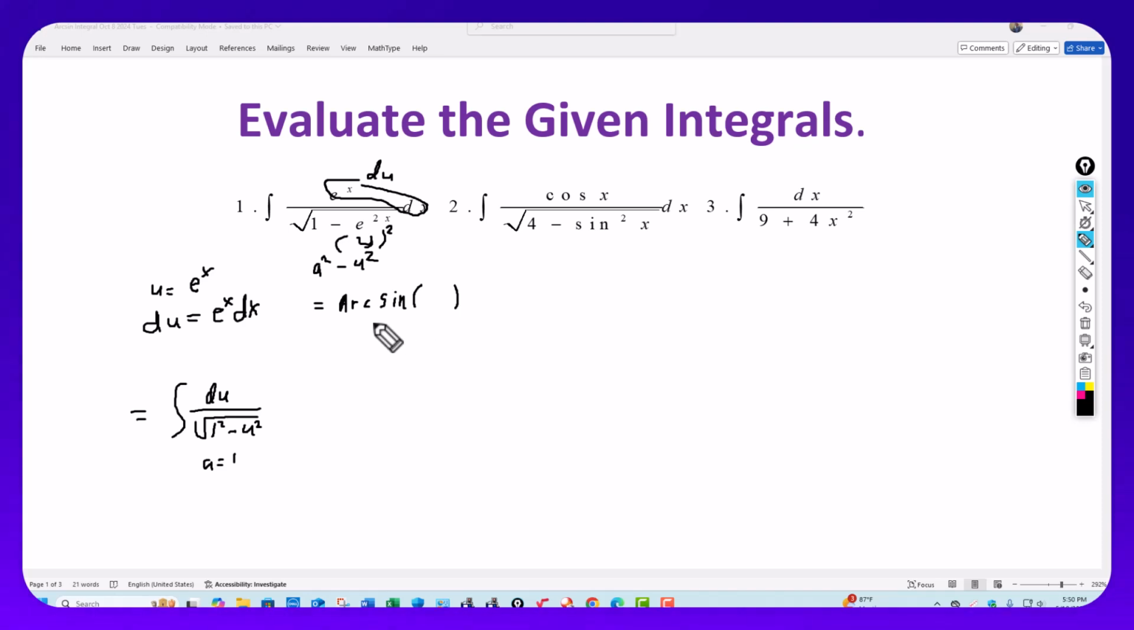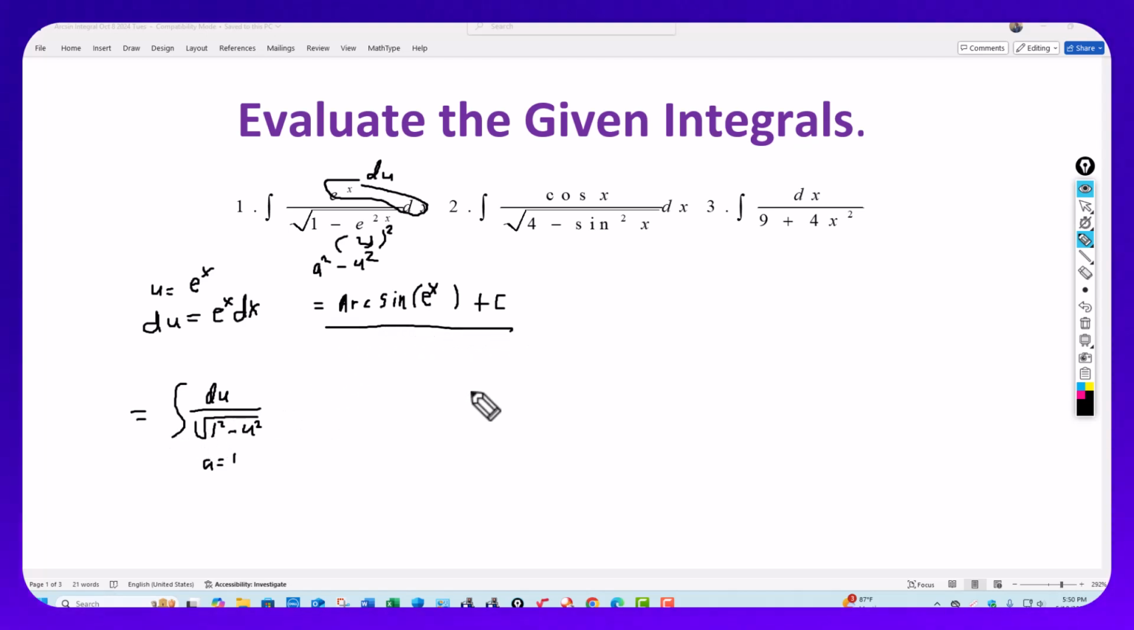So now, back to this, once you have it in this particular form, then it's arc sine, or sine inverse of u over a. So in our case, it'll be u over 1, which is just going to be u. But what is u? In our case, it's e to the x plus the constant of integration.